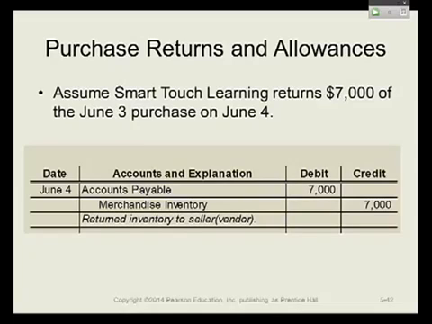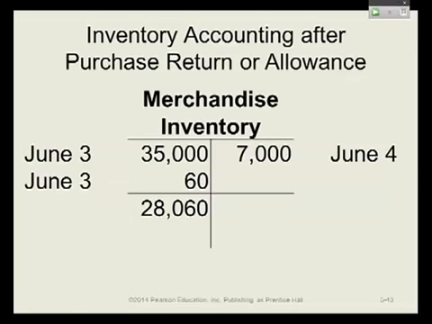And of course, the T account will look like this. So the merchandise inventory has a balance of $28.60. Now, here's the return, and that's on June 4th. And also on June 4th, what you're not seeing in the PowerPoint is that you now owe $28,000. So you now owe $28,000.